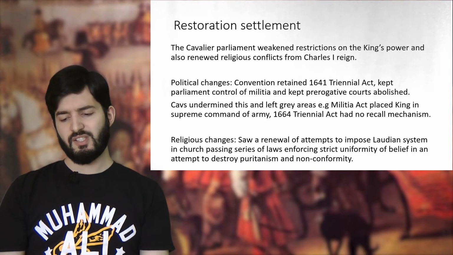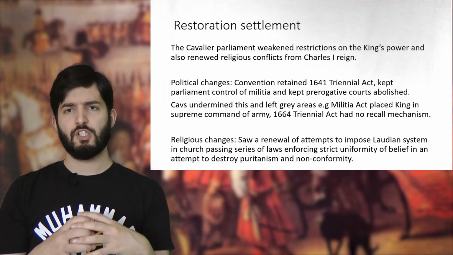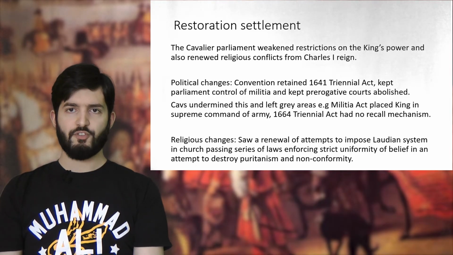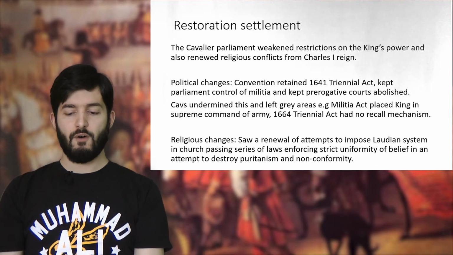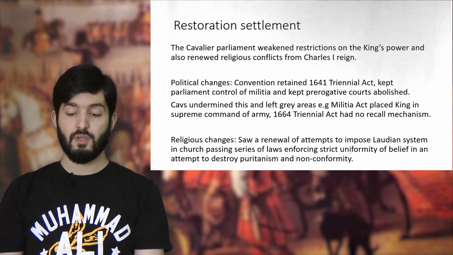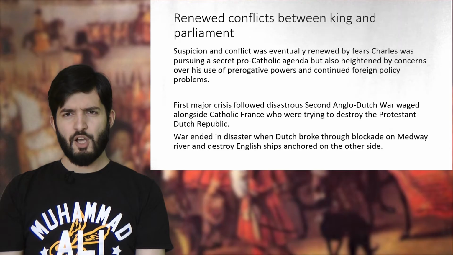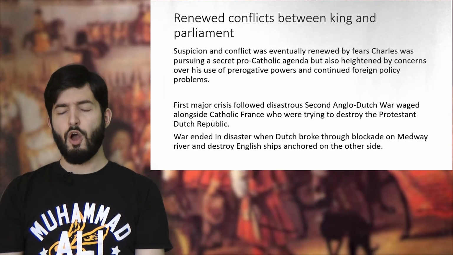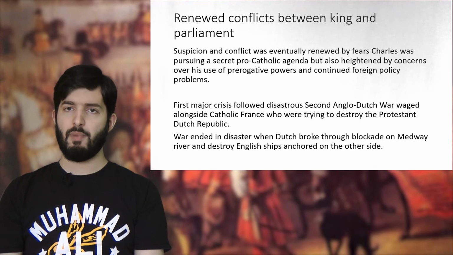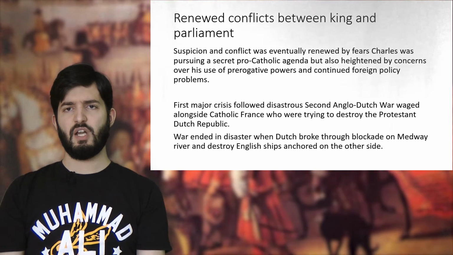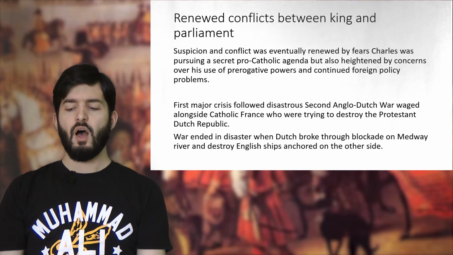And so you have the Restoration Settlement, in other words, not really resolving much and leaving quite a few grey areas. And so very shortly afterwards, you get the renewal of conflict between the king and his parliaments. Suspicion and conflict begin to emerge quite quickly during Charles's reign over fears by the public, or by the political nation, that he is pursuing a secretly pro-Catholic agenda.